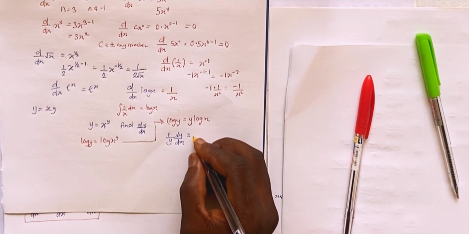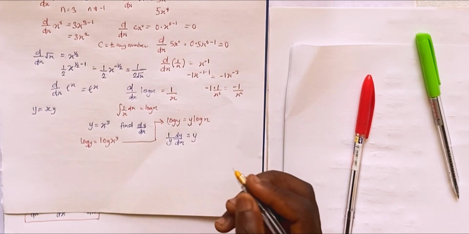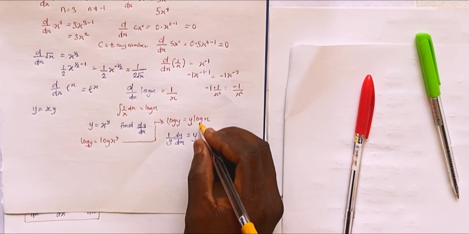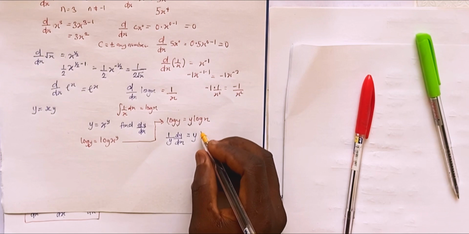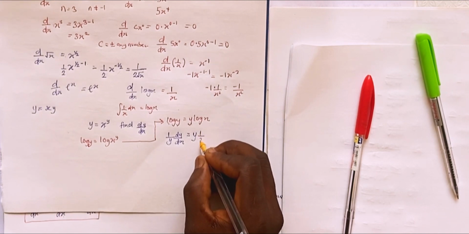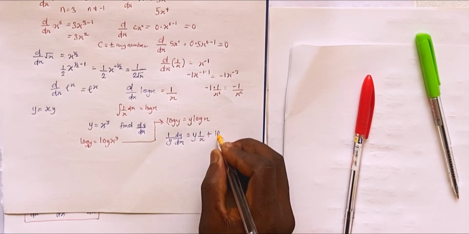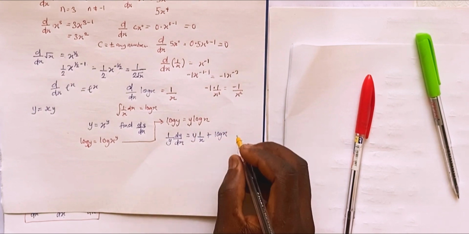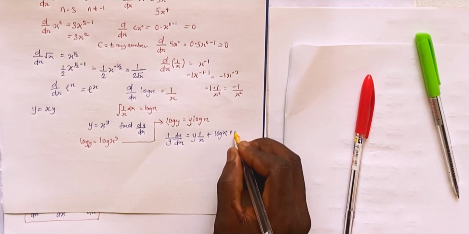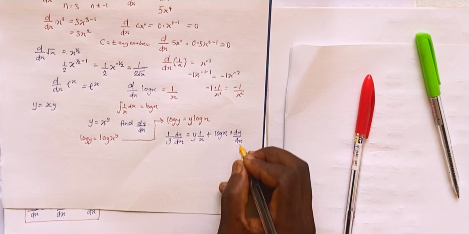I'm going to hold my y, then after holding y, I go ahead and differentiate my log x. Differentiating log x, I'm going to have 1 over x, plus, when I hold my log x and differentiate my y, differentiating y, I'm going to have 1 dy/dx.